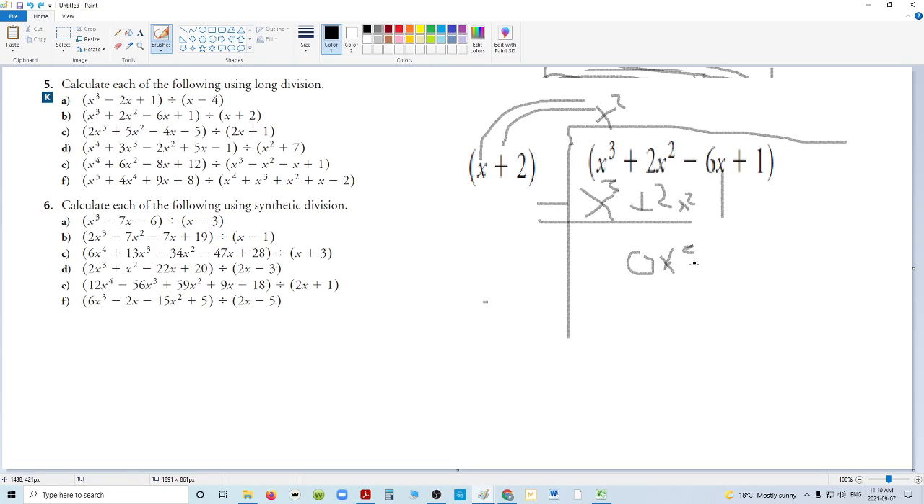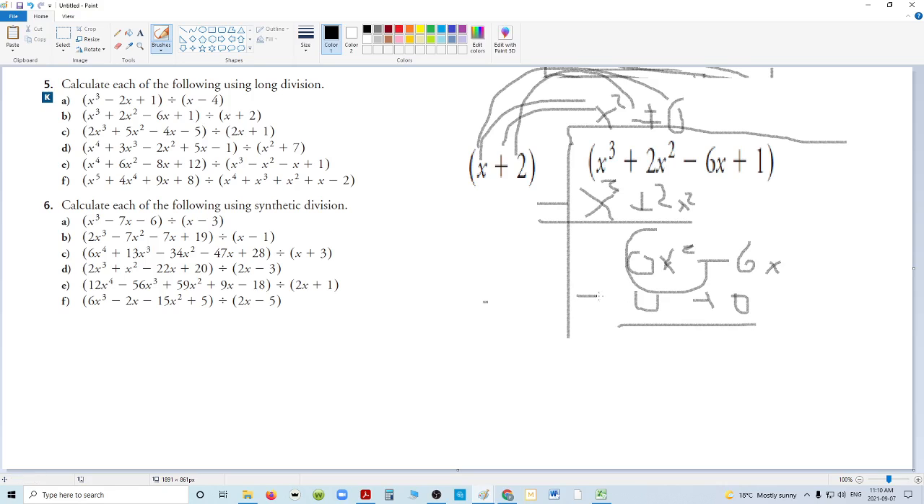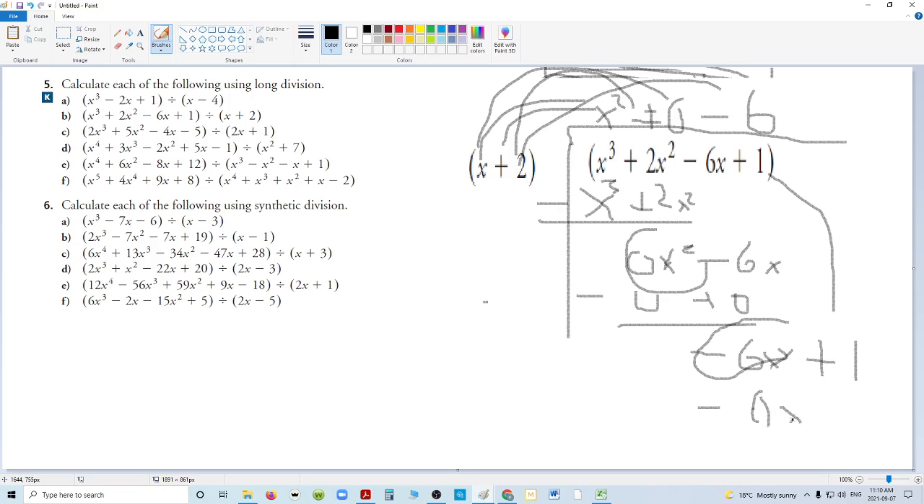And I bring down the minus 6x. So how do I get 0x squared from x? I multiply it by plus 0. It's still important to put it in there. And I get 0 plus 0 when I multiply the 0 times both things. Now I subtract it, and I'm left with minus 6x. And I bring down that last number. And to get minus 6x from x, I have to multiply by minus 6. And when I multiply the minus 6 times here, I get minus 6x and minus 12. When I subtract it, the 1 becomes 13.